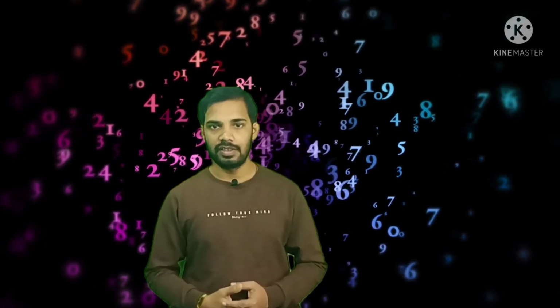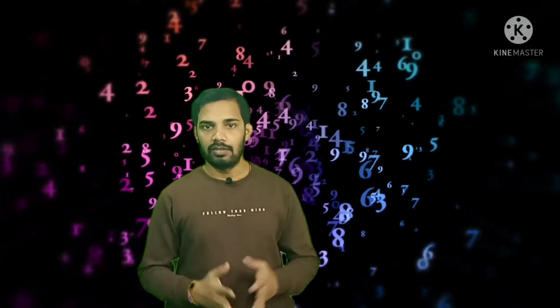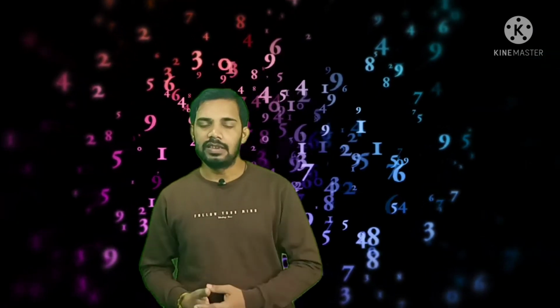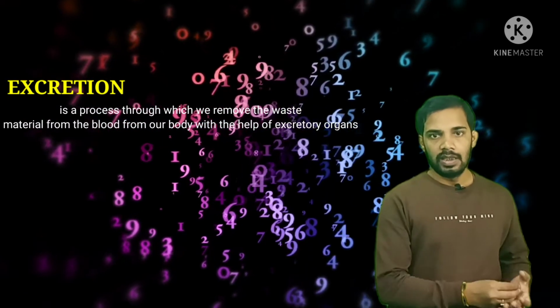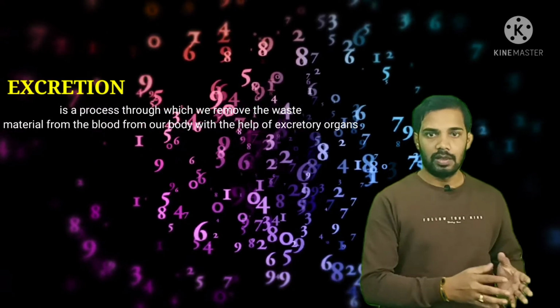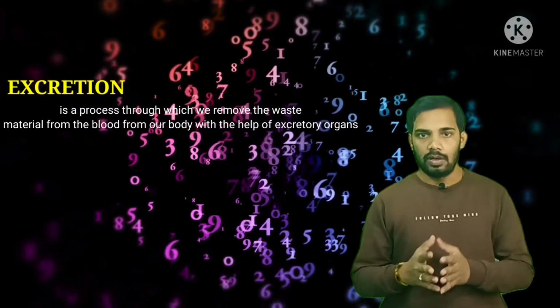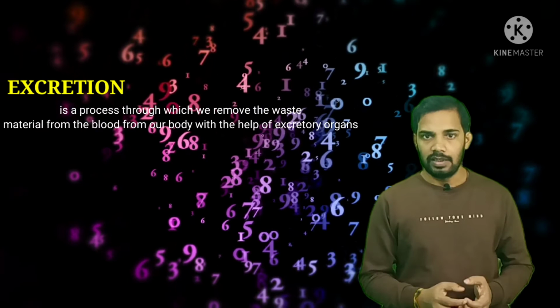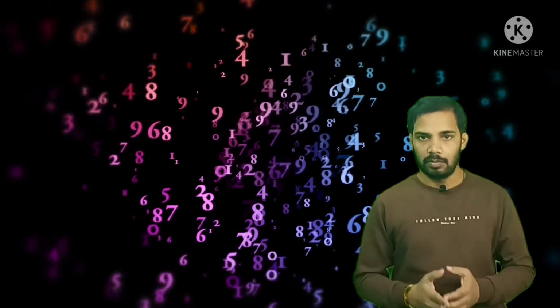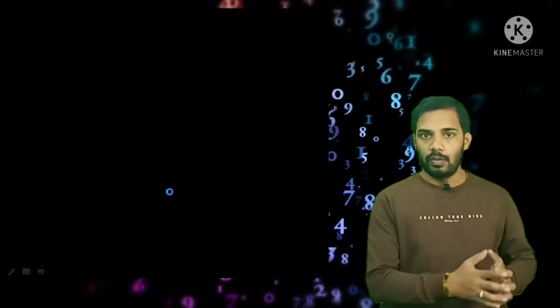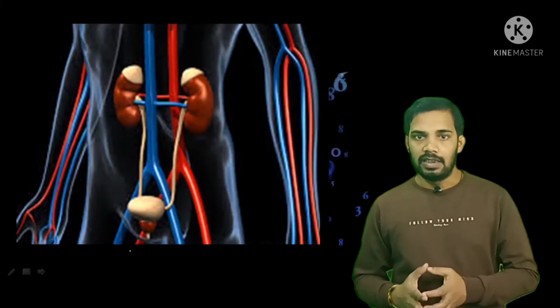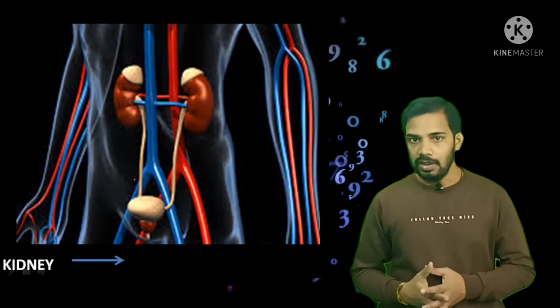So hello students, now we are going to discuss the excretory system in human beings. Now before discussing the excretory system, we should know what excretion is. So excretion is a process by which we remove the waste product from the blood from our body. Now what waste product? Besides carbon dioxide that is produced by the cells in our body, carbon dioxide is also a waste product. So besides carbon dioxide, there are some other waste materials present in our body, and these should be thrown out of the body.